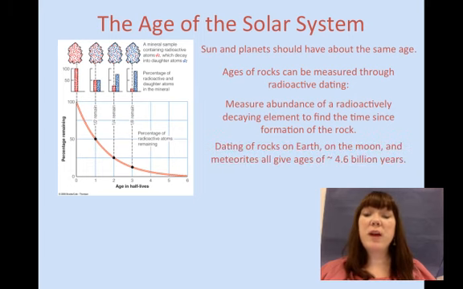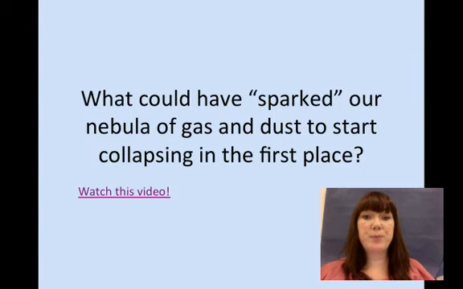And when we date the rocks on Earth, we see that it's about 4.6 billion years. And when we date rocks on the moon, we see the same thing. And also, most meteorites that we have found have the same age. So we figured that the solar system formed somewhere around 4.6 billion years ago.